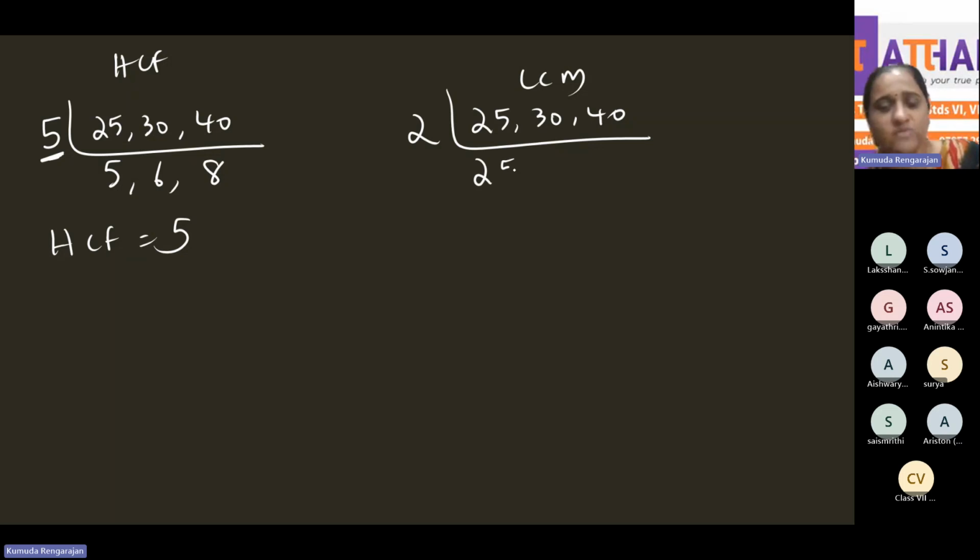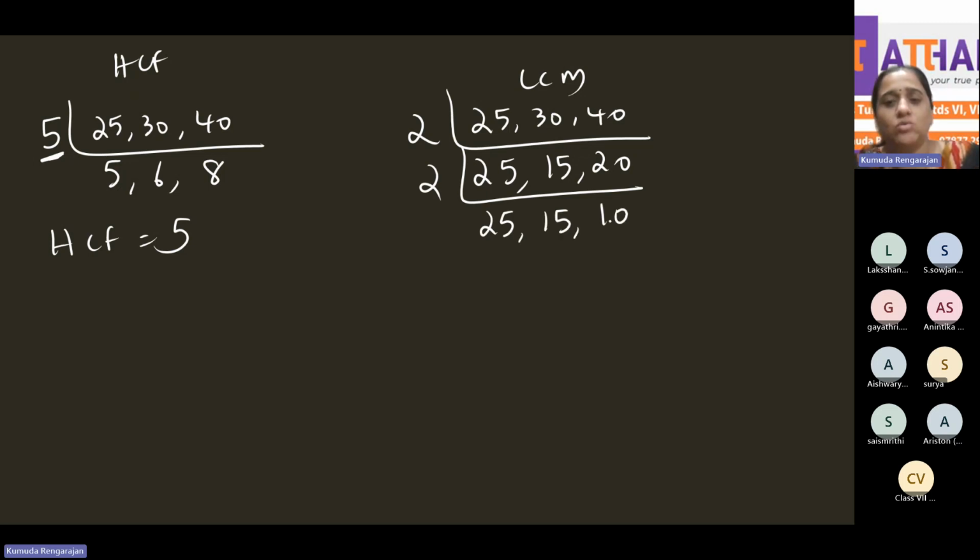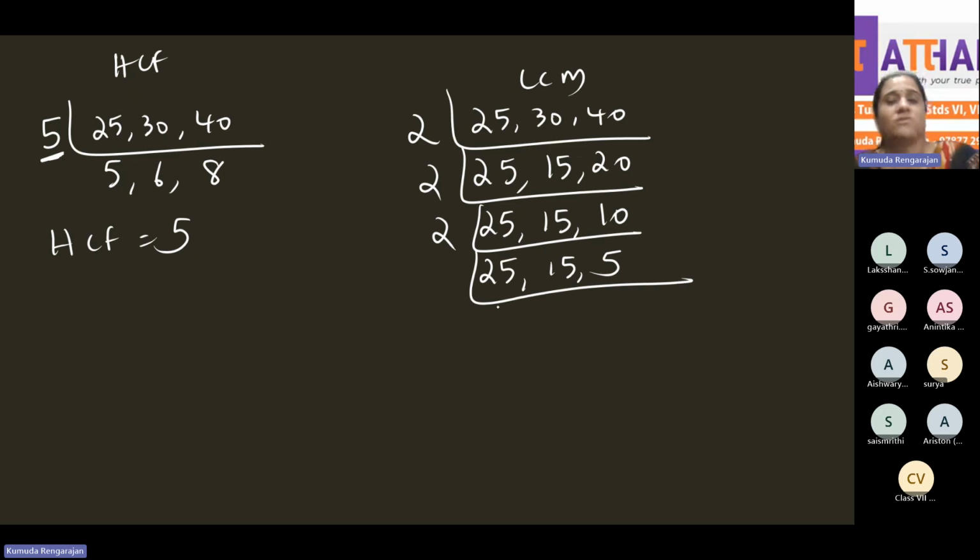So 25 will come down as 25. This is 15 and this is 20. If it's divisible, divide. If it is not divisible, write the same number. Now again use 2. Write 25 as it is, 15 as it is, 2 10s are 20, so 10. Again use 2. 25, 15 and 5. Now don't use 2. None of the numbers are divisible by 2. Then try 3.